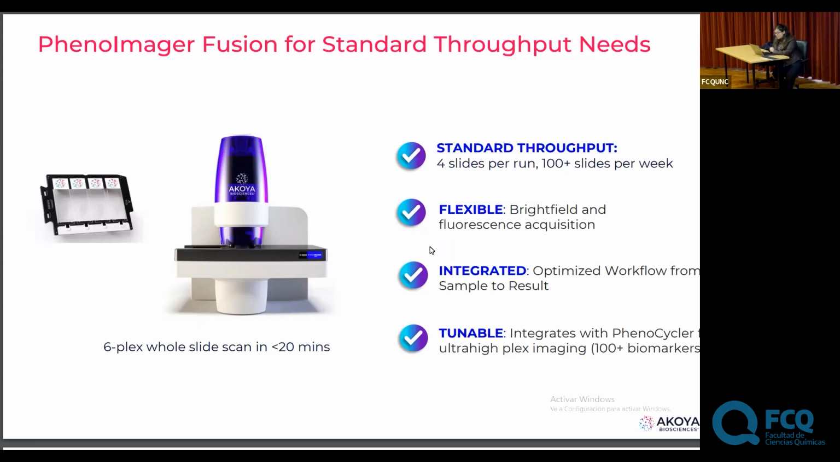And finally, a unique feature of this instrument is it's a tunable workflow. So we have a second part of this instrument, which is called the PhenoCycler. Should you wish to upscale your discovery study, that can be up to 100 plus biomarkers in use.